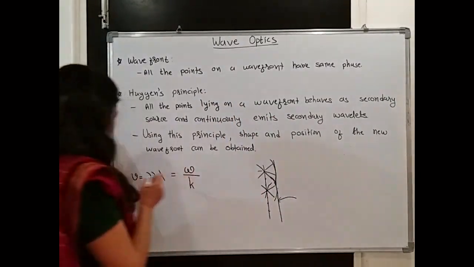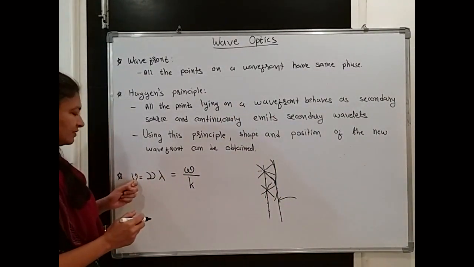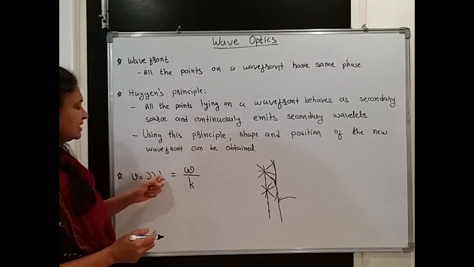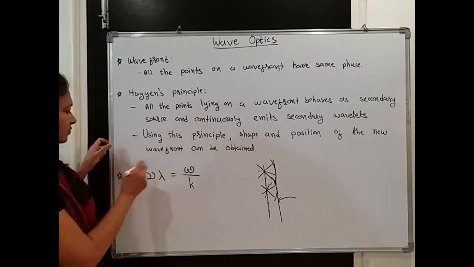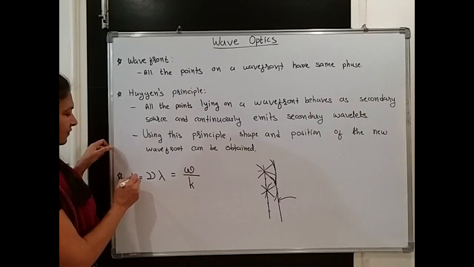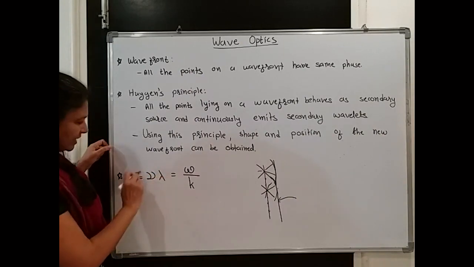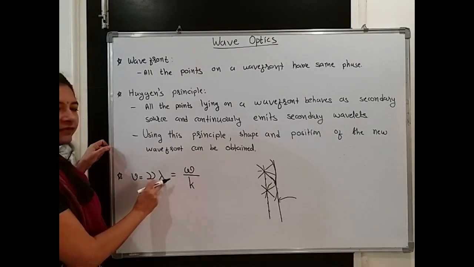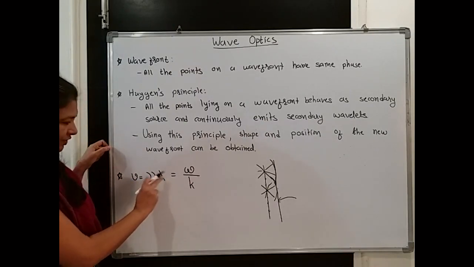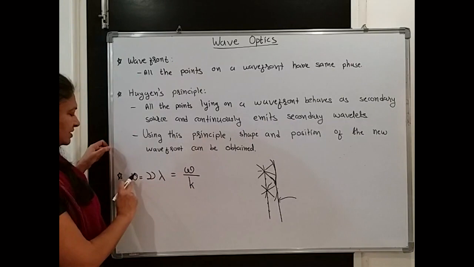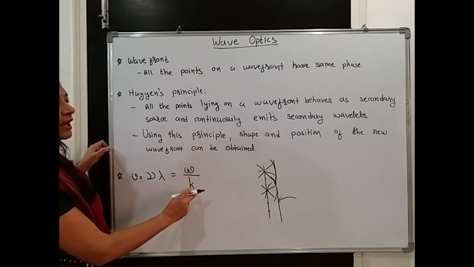Now one more thing, the relation between the velocity of the wave, frequency and wavelength. You have to remember this relation. Velocity is equal to frequency multiplied by wavelength. That means frequency and wavelength are inversely proportional. This is one more relation: V is equal to omega by k.